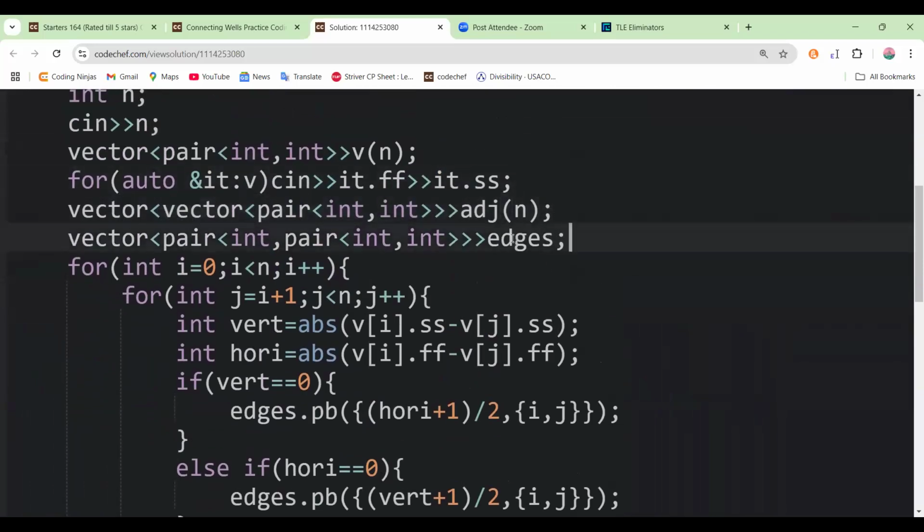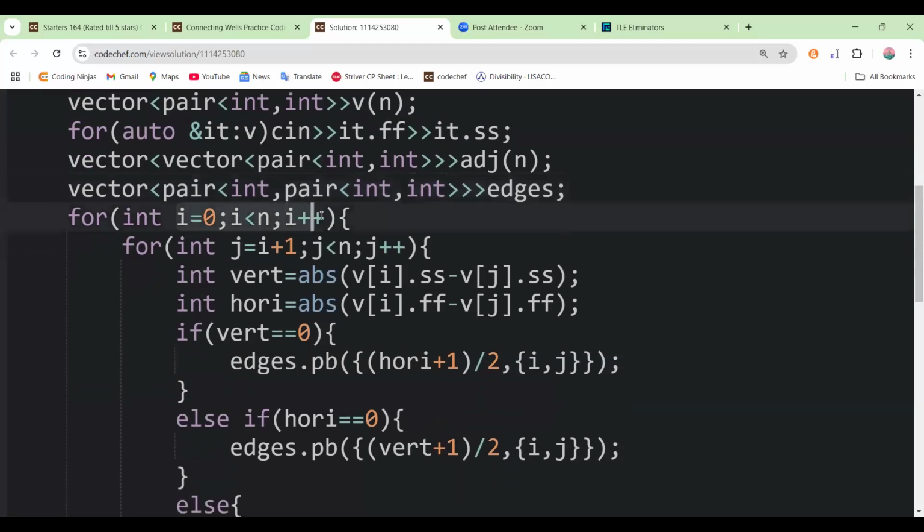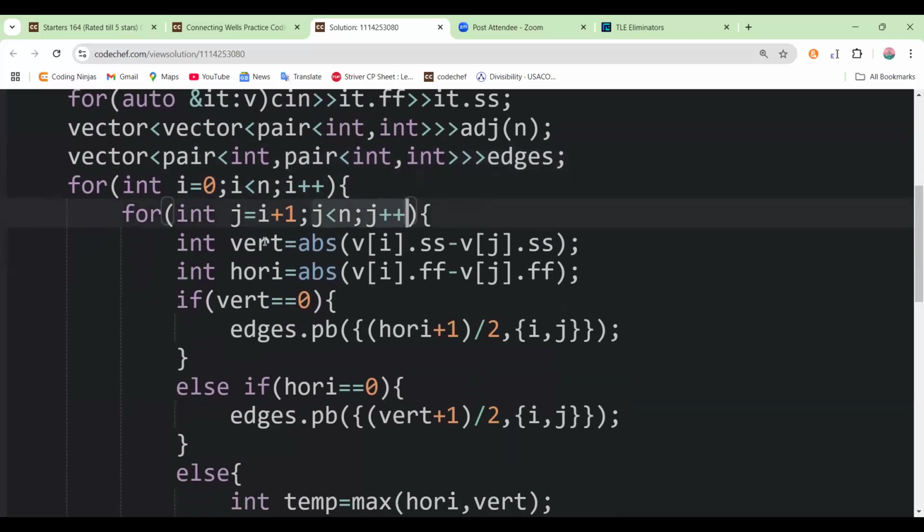Okay. Then I constructed the edges. Edges will be of the form weight, comma, two vertices. For that reason, I took pair of int, comma, pair of int, comma, int. That is weight, comma, vertex 1, vertex 2. Then I simply went over all the possible pairs of wells: for int i equals 0, i less than n, i plus plus, j equals i plus 1, j less than n, j plus plus. Calculated the vertical distance between them, calculated the horizontal distance between them.